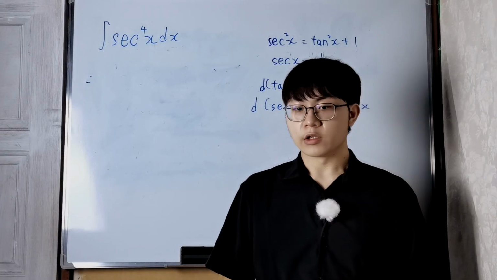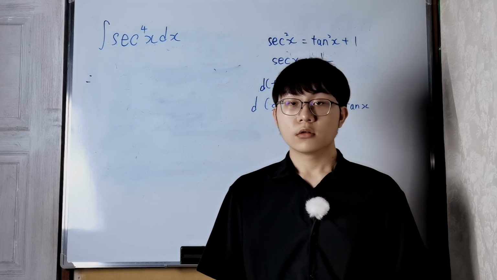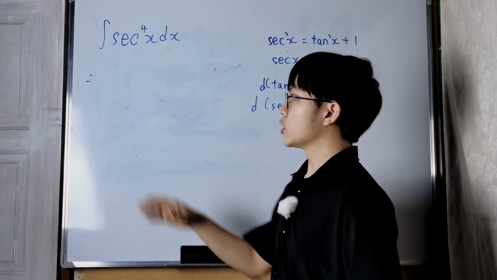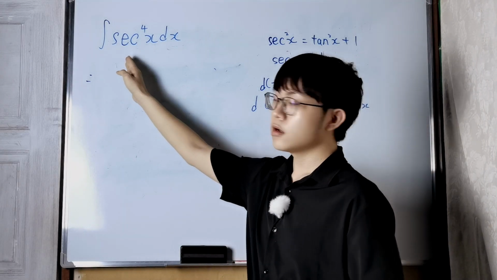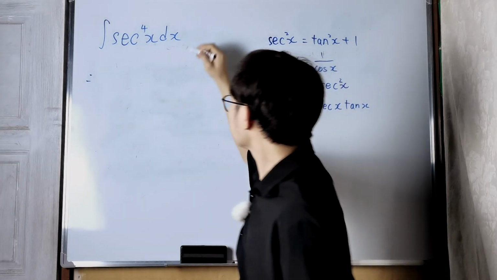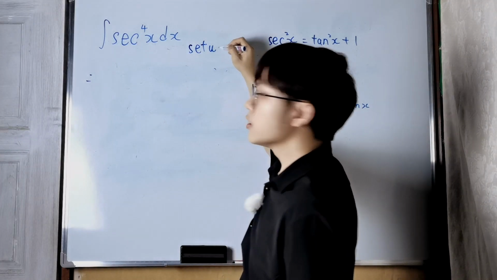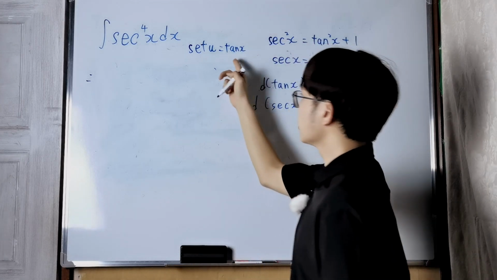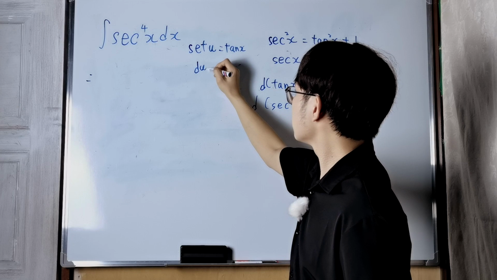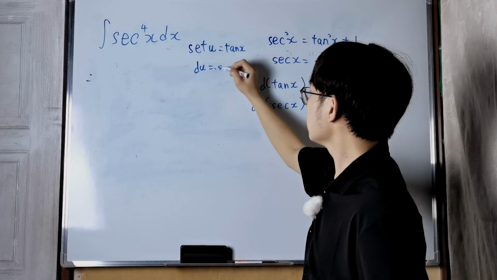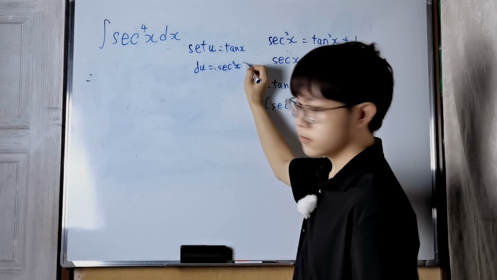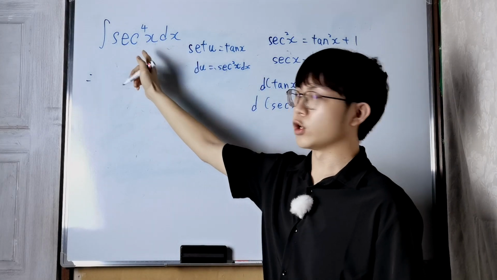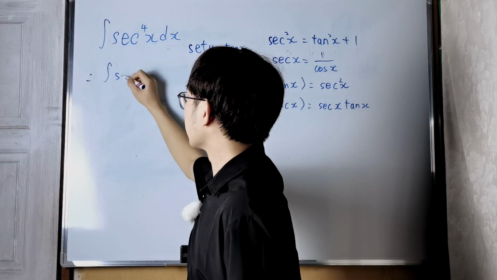The first method we can use is the u substitution method. To use u substitution, we need to set u as something. In this question, because the question only mentions secant, we can set u equal to tangent. Why? Because when we set u equal to tangent and differentiate u, we get secant x squared dx. So we can take secant x squared dx straight out of the question, and what we are left with is secant x squared.